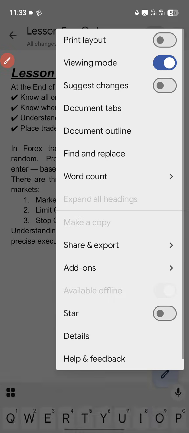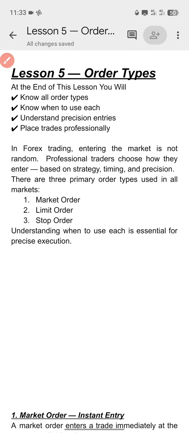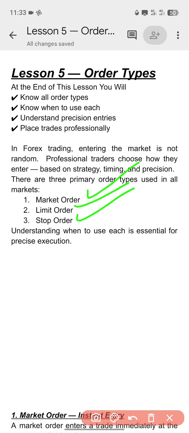Now, in Forex trading, entering the market is not random. Actually, we don't enter the Forex market randomly. Professional traders choose how they enter based on strategy, timing, and precision. There are 3 primary order types used in all markets. We have the market order, we have the limit order, we have the stop order. Understanding when to use each is essential for precise execution.